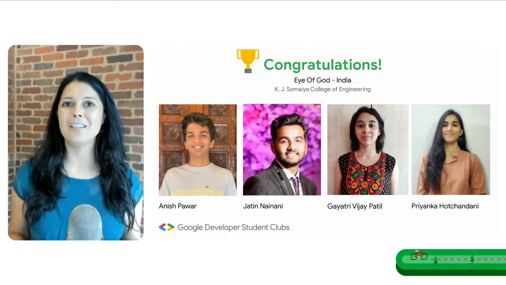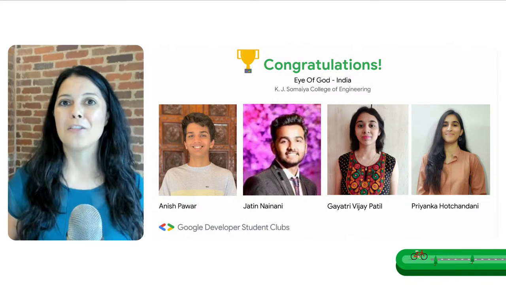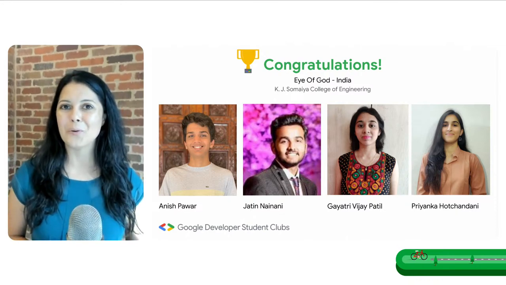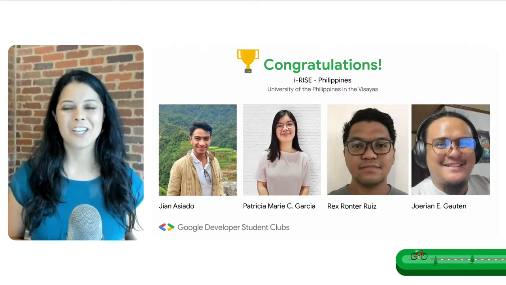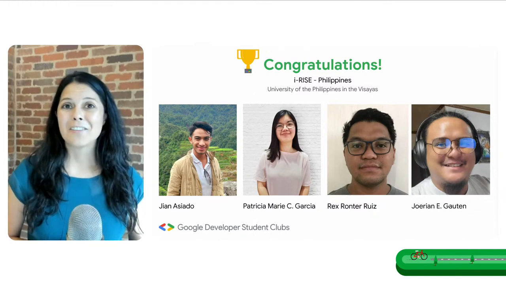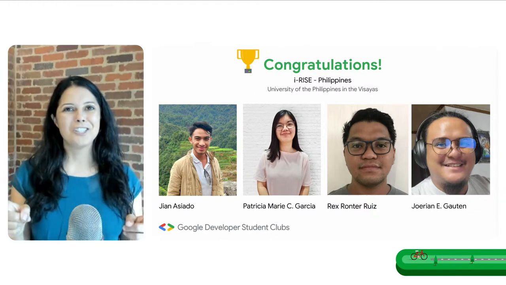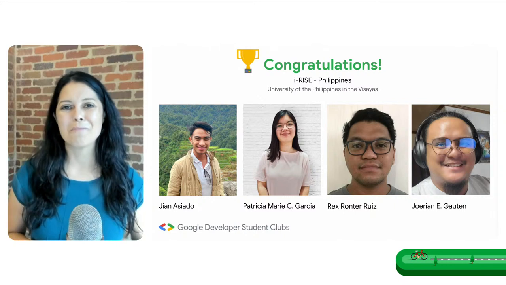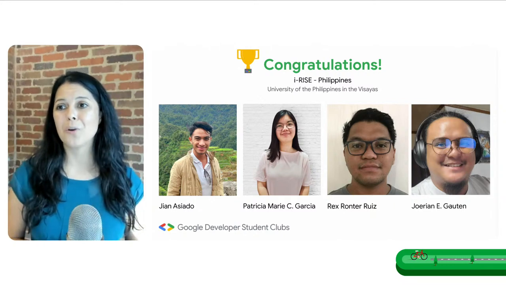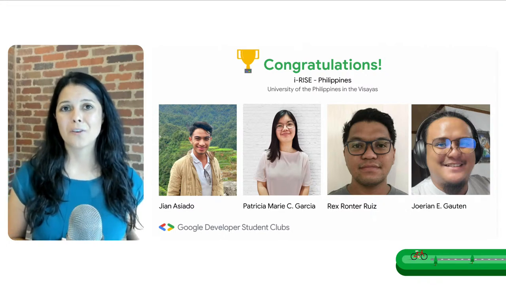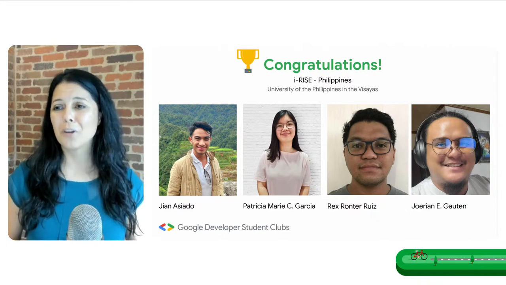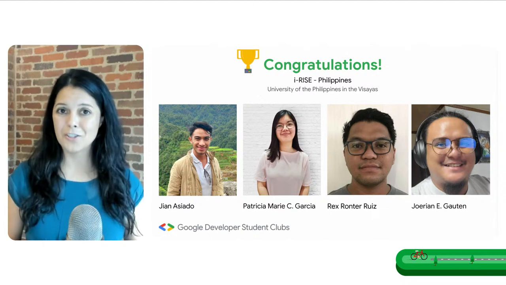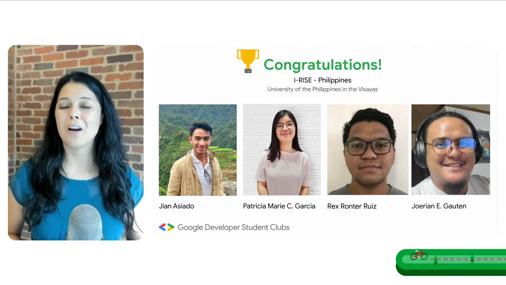And lastly, but not least, we have the third of the three winning teams, and who do you think it's gonna be? Let's check it out. It's iRise from the Philippines. They had matching shirts today. You might remember them. Great work to iRise. We really like this project as well. Definitely solving for the United Nations Sustainable Development Goals. Great work on impact and technology. So great work to Team iRise.